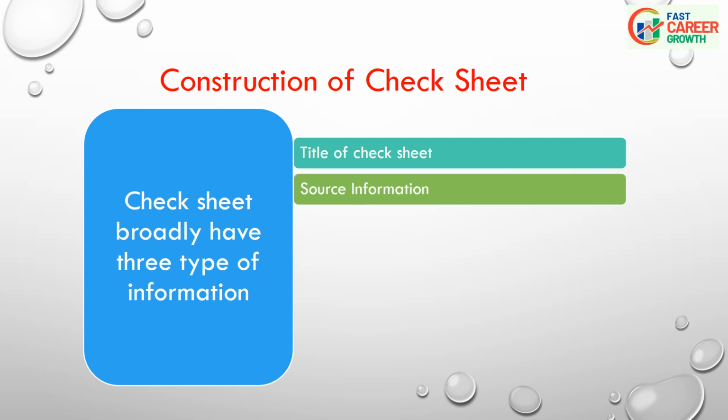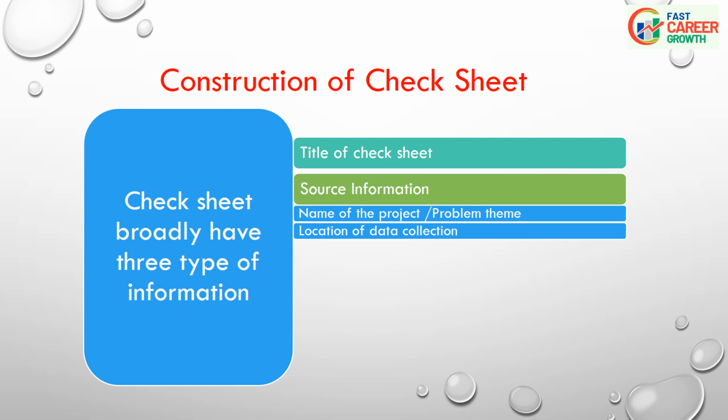Source information. Name of the project problem theme. This section specifies the project or problem theme for which the check sheet is being used. It offers context and clarity, ensuring that the data collected is relevant to the specific project or issue. This field specifies the overarching project or problem that the data collection is related to. For instance, if you are collecting data to address quality issues in a manufacturing plant, the project or problem theme could be Quality Improvement Project.